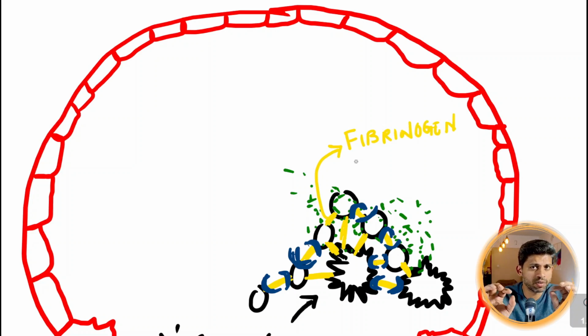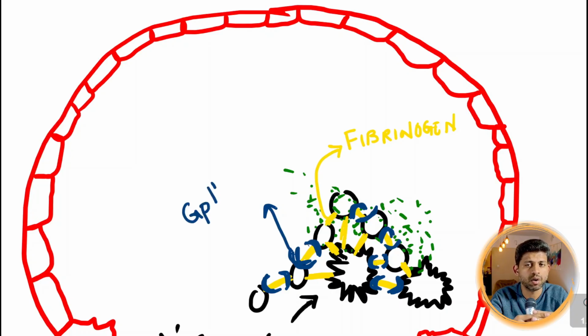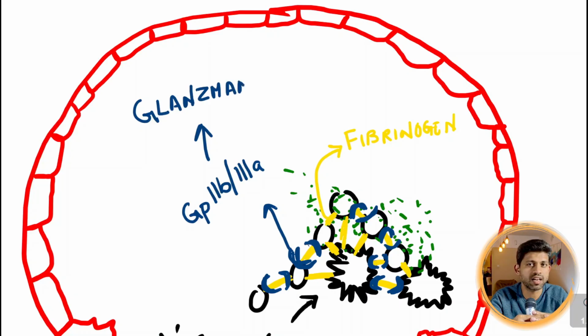And these fibrinogens are held together onto the platelets with the help of receptors on the platelets called glycoprotein 2b3a or GP2b3a, and the defect of this glycoprotein leads to Glanzmann thrombasthenia.